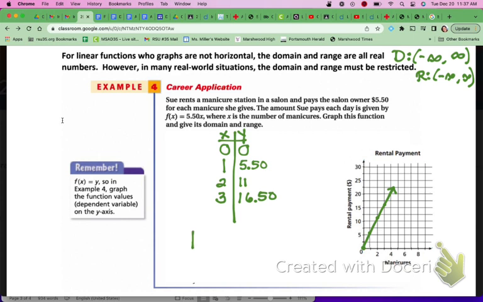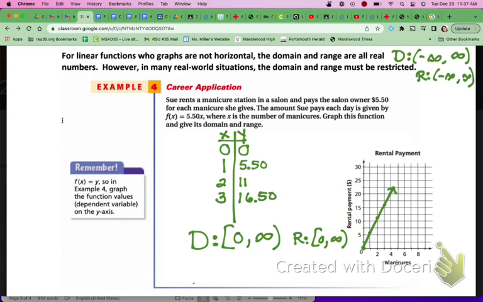So let's talk about the domain. What's my smallest x that it could potentially be? 0. Can it equal or not equal 0? Yeah, it could. You don't pay anything. It can equal. We can do 0 manicures, right? So is it going to be a parenthesis or a square bracket? Square bracket. 0 all the way up to infinity. We never include infinity because that's not a real number, so it's always a parenthesis there. And then my range, what's the least amount of payment I need to do? 0 up to infinity also. So that would be my domain and range.